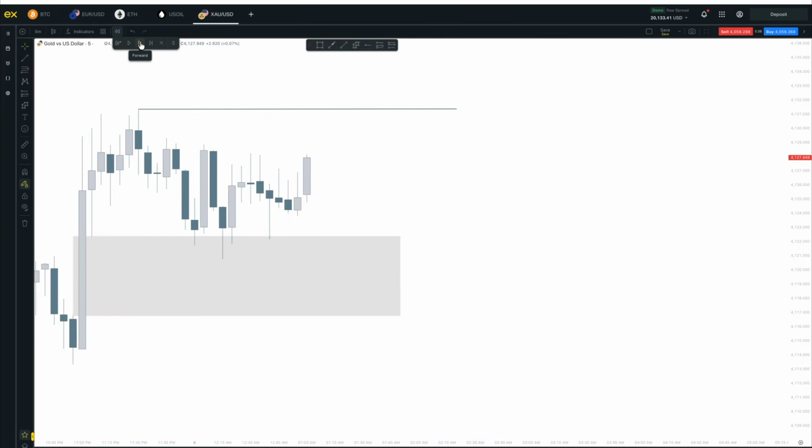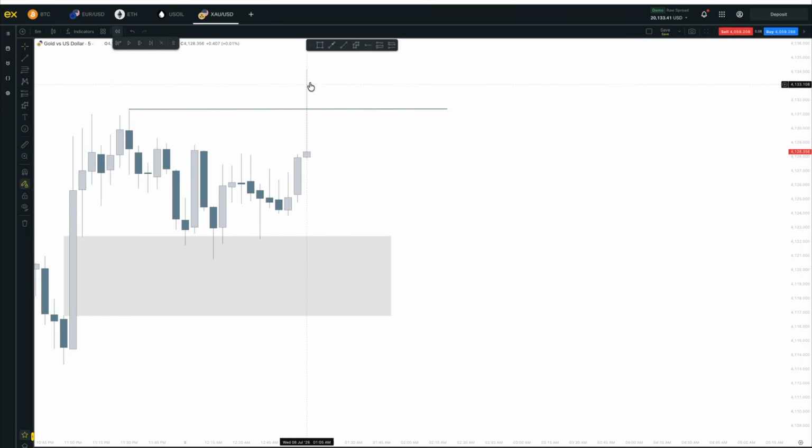So let's forward it, and here you can see that it went up. Okay, it tried to close above, but then it didn't close above, it closed below it. So this is what we have to look for. Okay, if it closes above here, then it won't be valid. This first sweep, it should not close above it. Then another candle can close above, but this one should not close above it.